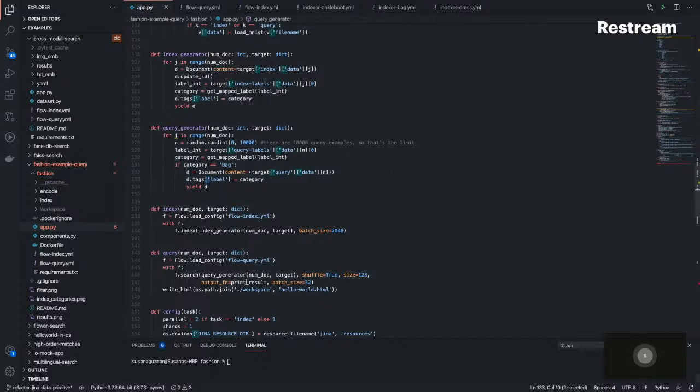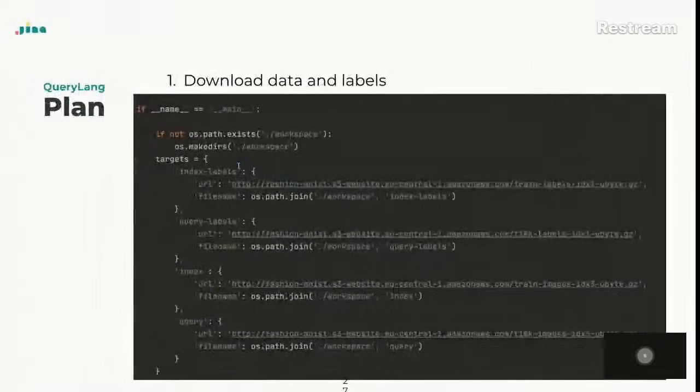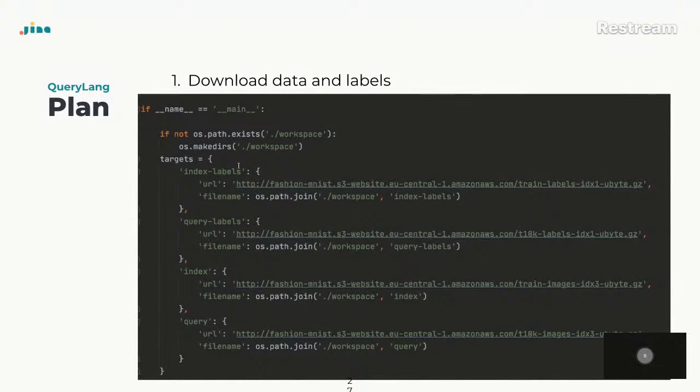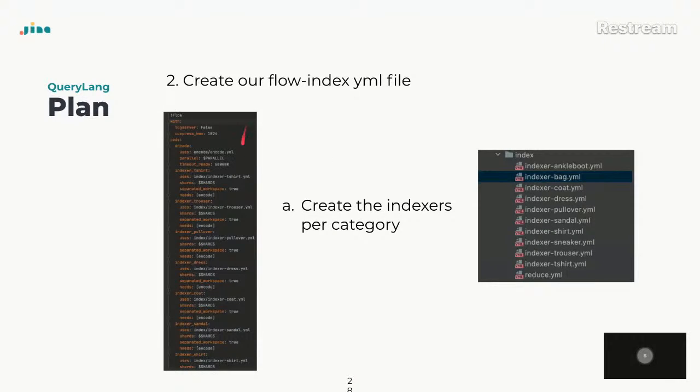So if I run this, let's go back to our slides. Like I said, everything that I talk about right now is going to be in the slides. You're going to have how to create the flow index and then how to create the different indexers for each category.